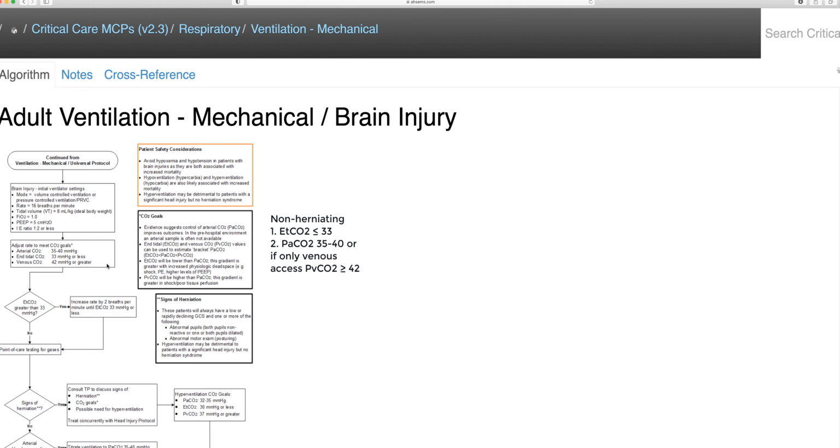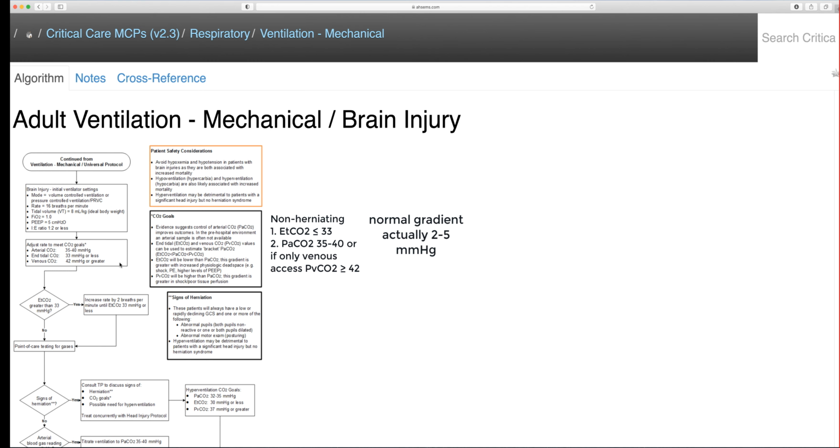Our end tidal CO2 goal is 33 millimeters of mercury or less. So your end tidal, we get that to 33 or less. And our venous CO2 goals are 42 millimeters or greater. And this is just due to the normal gradients of 2 to 3 that you're going to see. But this gradient can be quite wide in anybody who has shock or poor perfusion. So Gav, those are our goals.